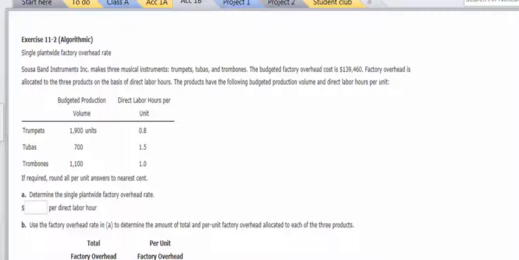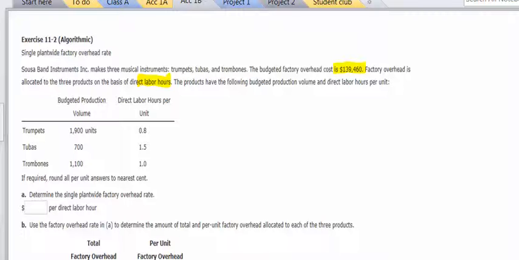Sosa Band Instruments, Inc., makes three musical instruments: trumpets, tubas, and trombones. Budgeted factory overhead is $139,460. Factory overhead is allocated to the three products on the basis of direct labor hours. So we're going to use direct labor hours. The products have the following budgeted production volume and direct labor hours per unit.